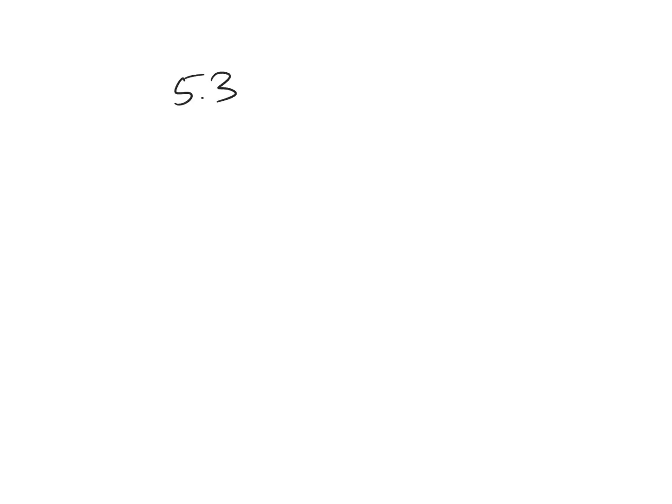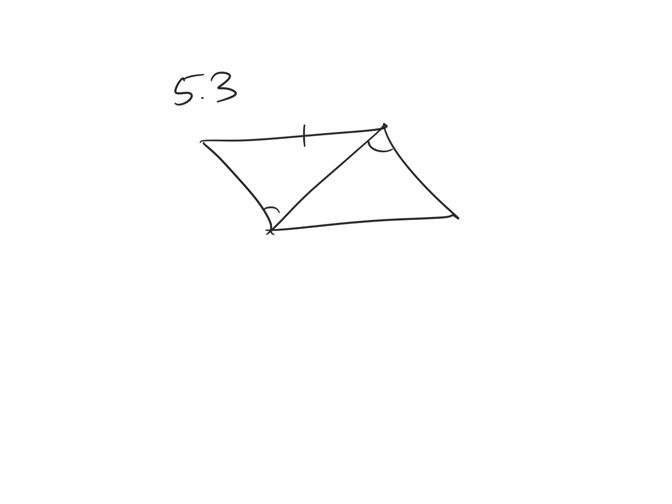5.3 review. All right. Can you prove side, side, side? But these two triangles are congruent. Hopefully you're good at this by now. So A, B, C, and D. Can you prove side, angle, side? That's what it wants to know. So, side, angle, side. The angle has to be made by the two sides.